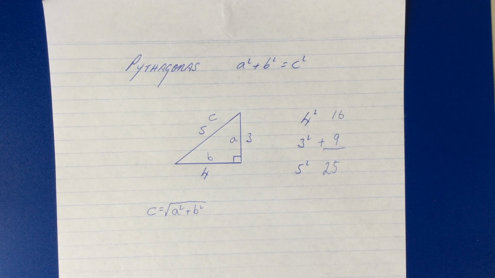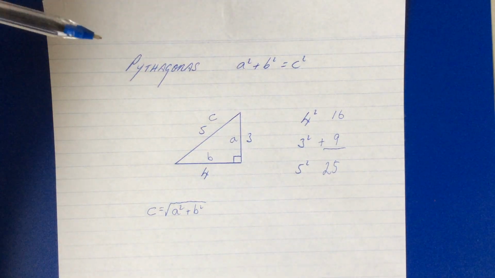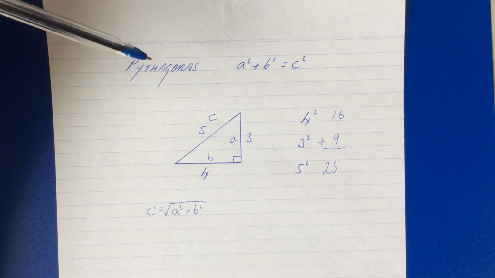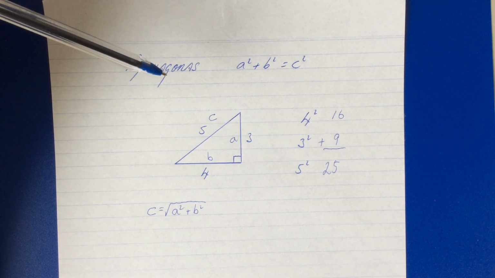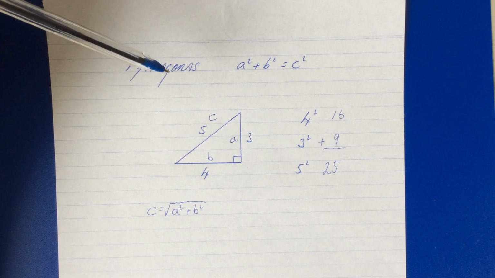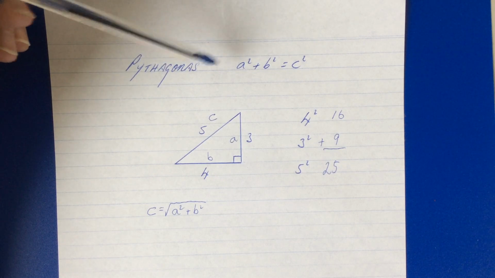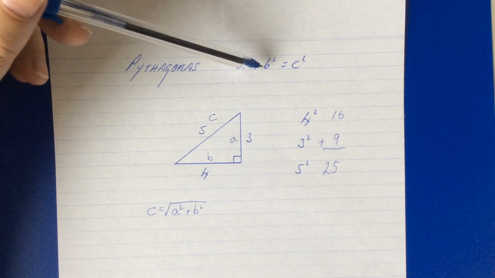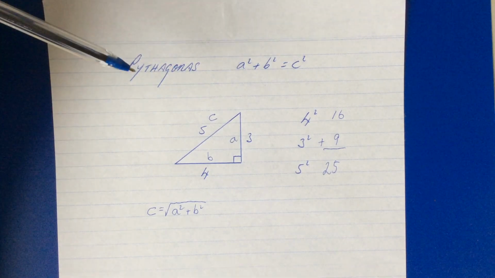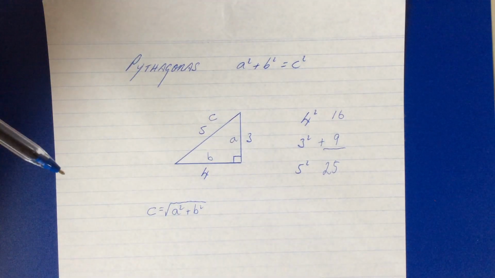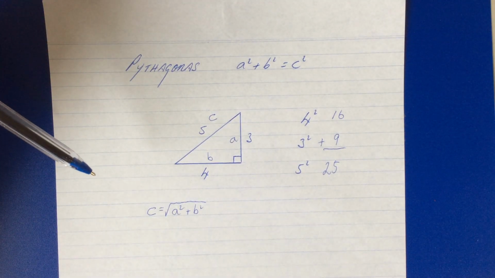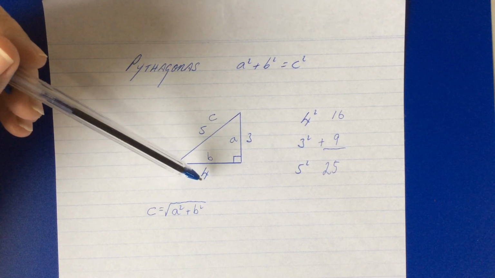Today we're going to be looking at Pythagoras. You've probably seen this at school, and if you didn't understand it, that's probably why you're watching this video. So Pythagoras' theorem says that a squared plus b squared equals c squared. What does that mean? Let's look at a triangle, because that's what this is about.